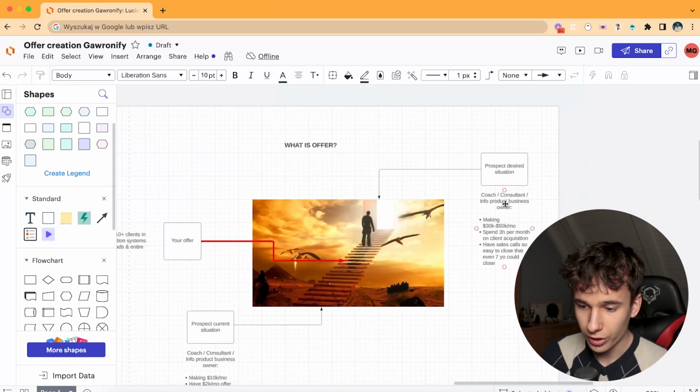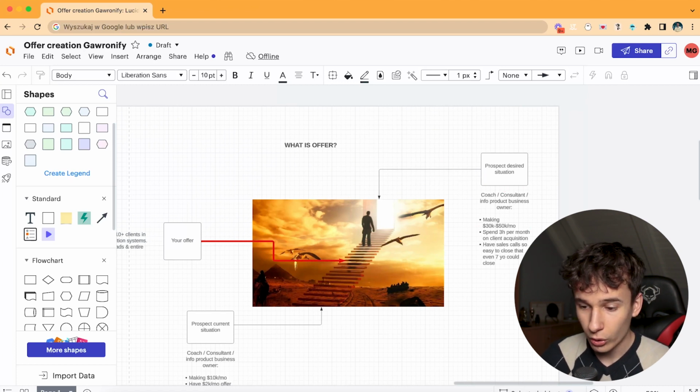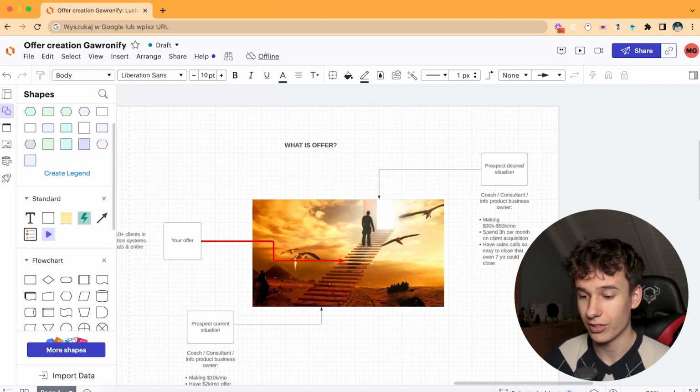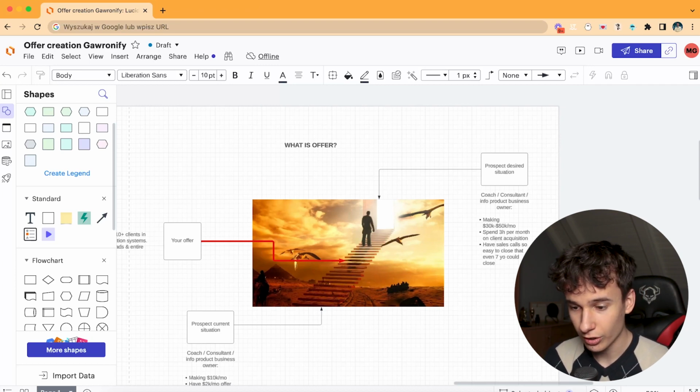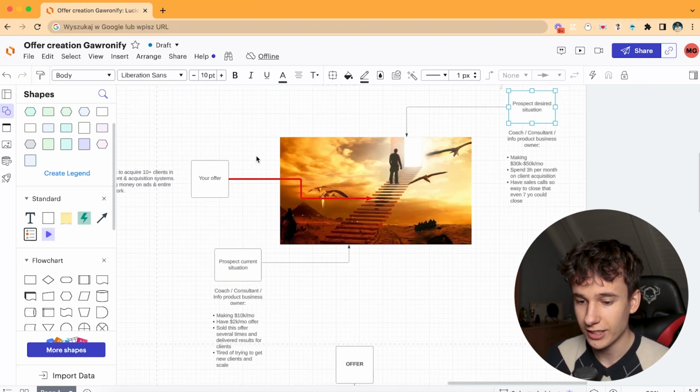So now we look at their desired situation. The same person, a coach, consultant, info product business owner, who wants to make 30-50k per month, spend 3 hours per month on client acquisition, and have sales calls so easy to close that even a 7 year old could close. So bridging the gap from the current situation to the desired situation is the offer.